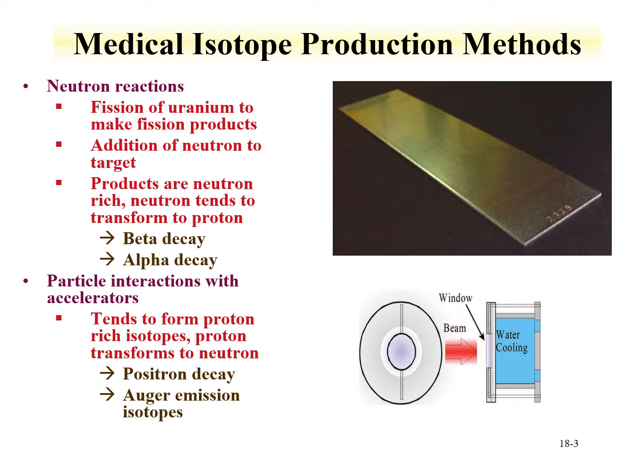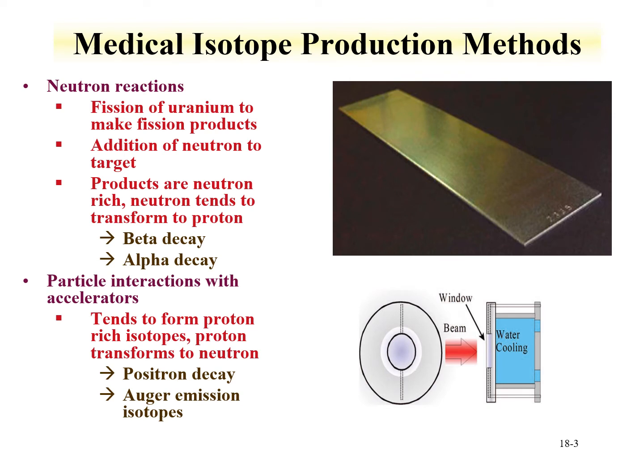Medical isotopes are also a large area of application of nuclear material. Again, as a review, there are two routes for producing medical isotopes: neutron reactions, where uranium is fissioned. One can utilize the fission products, or the neutrons coming from the fission process can be added to a target, reacted with a target, and then that target is used to obtain the product of interest. From neutron reactions, products tend to be neutron rich, and they tend to decay through either beta decay or alpha decay.